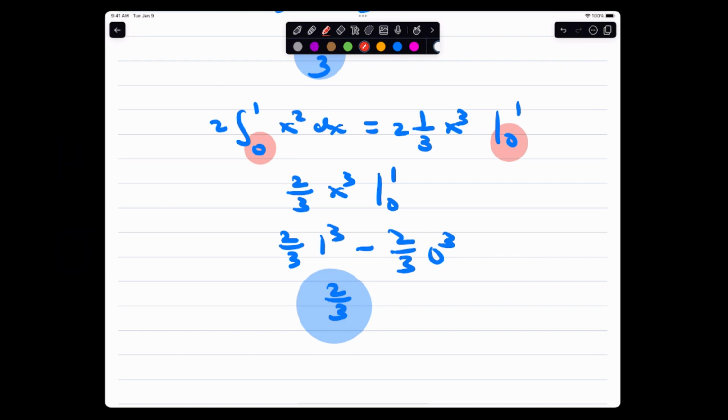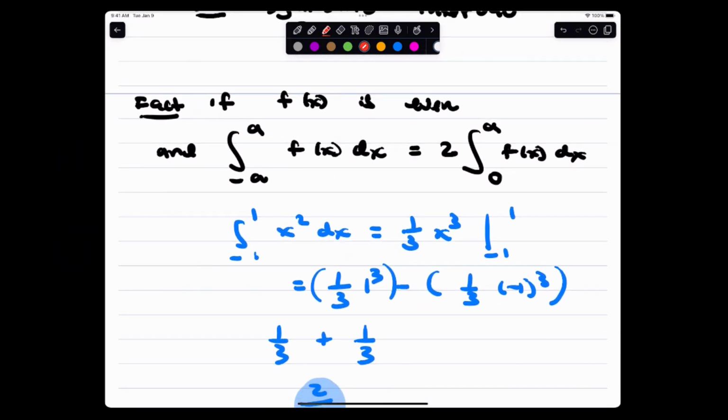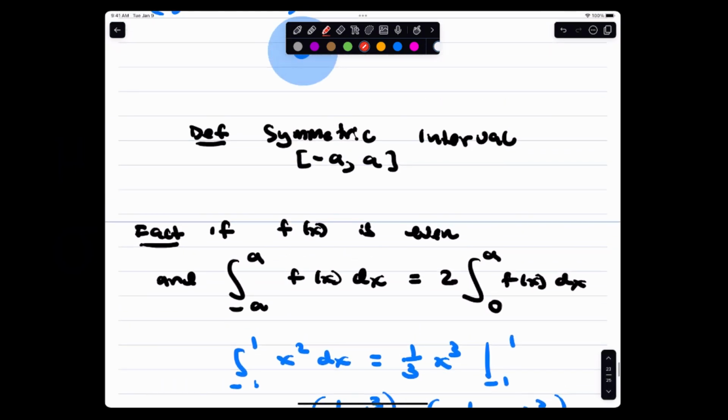Anytime you have 0, what's the deal? It's easy to handle. So what I want to say to you guys, if you have an even function over a symmetric interval, okay, here's your symmetric interval from negative a to a, then it's a lot easier to integrate, just double the area.